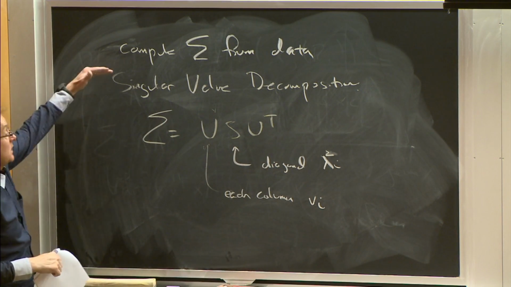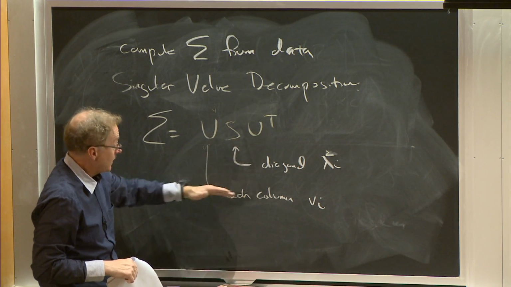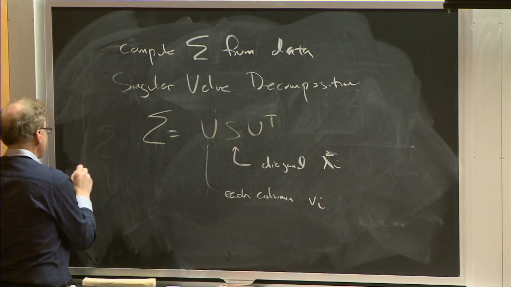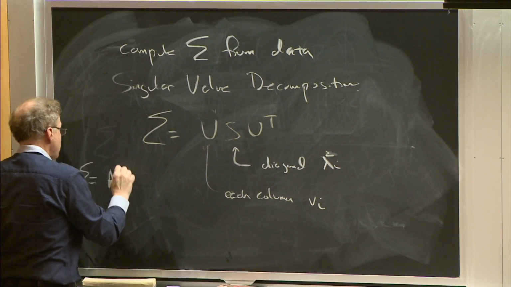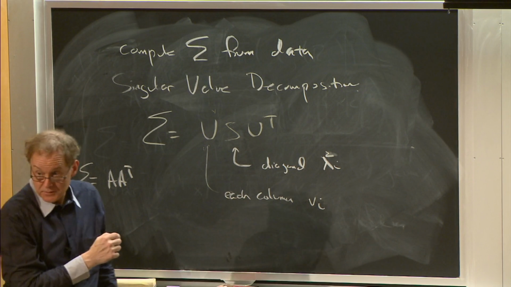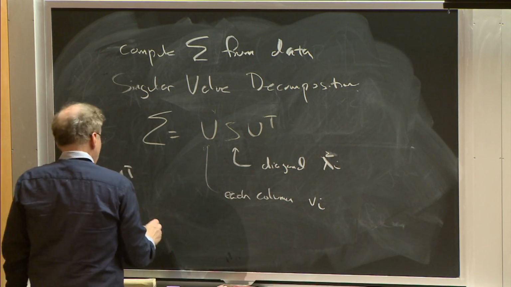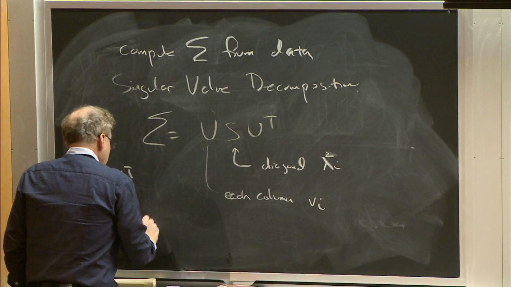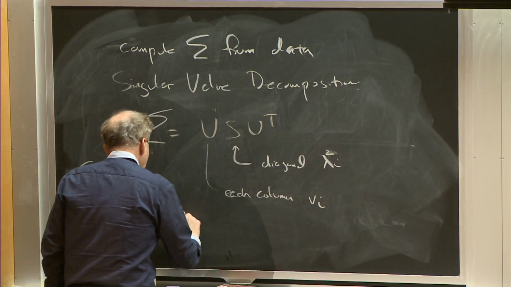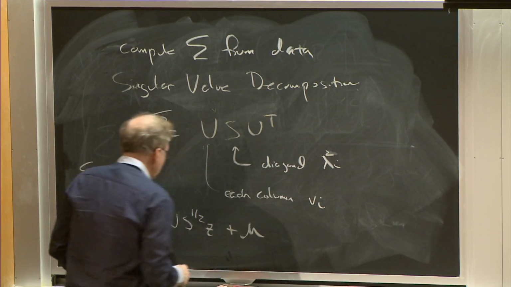So in doing a singular value decomposition, we get the eigenvalues and the eigenvectors. The other thing you recall was that sigma was equal to A A transpose when we started off. A was the matrix we used to make our multivariate Gaussian out of our univariate Gaussians. And thus, what we can observe is that our multivariate Gaussian X is equal to U S to the 1/2 times Z plus a mean.